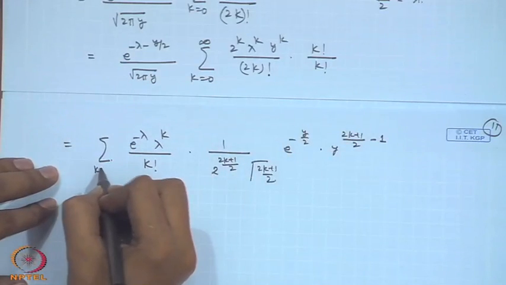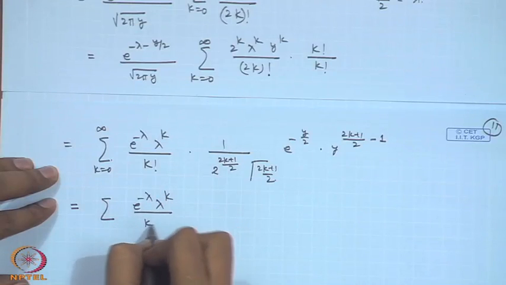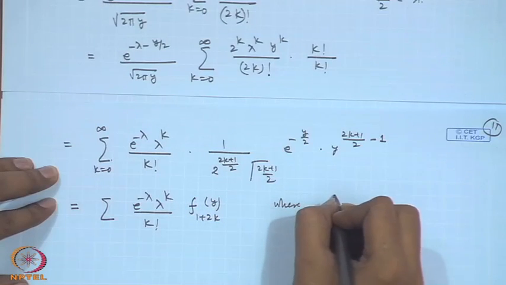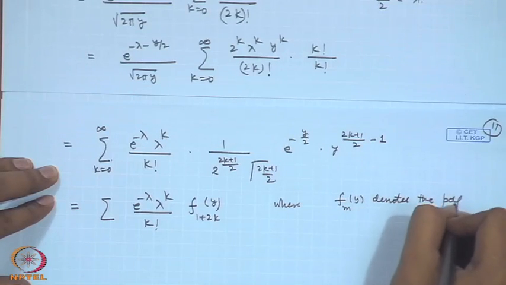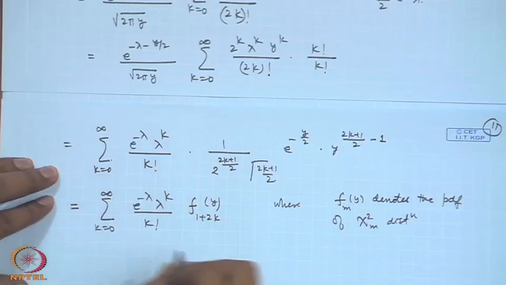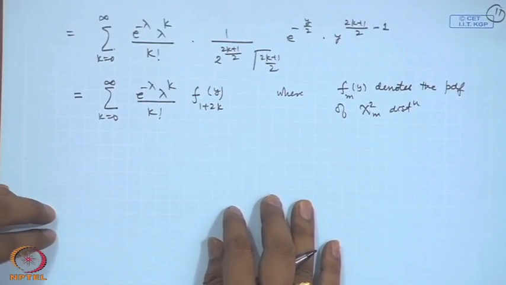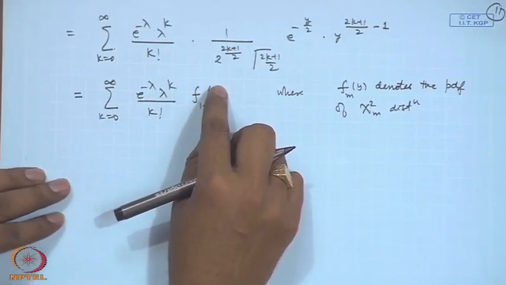So, this particular way of writing this gives it an interpretation that it is equal to sigma e to the power minus lambda, lambda to the power k by k factorial f of 1 plus 2k y, where f_m(y) denotes the density of chi square m distribution. So, the interpretation for the density function of y which is equal to x square, here y is equal to x square, is that it is a weighted, because these are Poisson weights of central chi square.